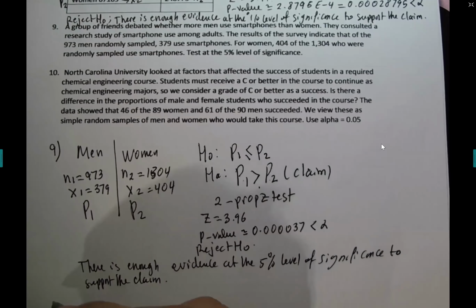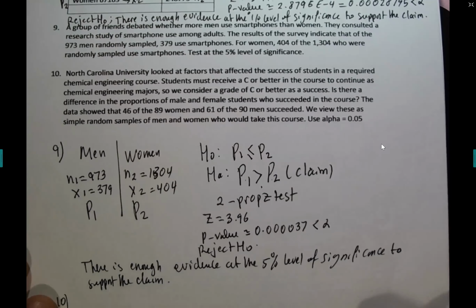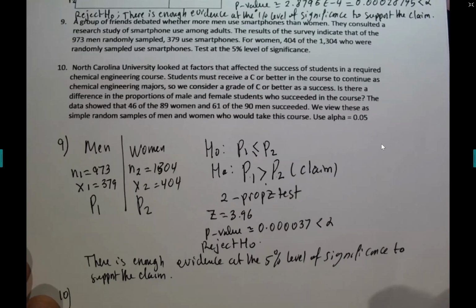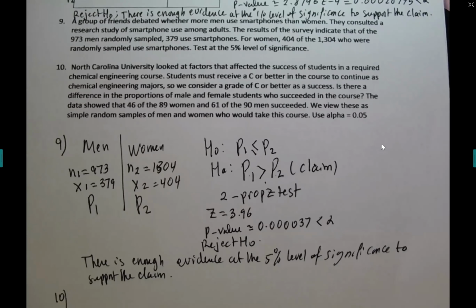And now the last one, which is number 10. And let's see what number 10 is about. North Carolina University looked at factors that affected the success of students in a required chemical engineering course. Students must receive a C or better in the course to continue as chemical engineering majors. So we consider a grade of C or better as a success. Is there a difference in the proportion of male and female students who succeeded in the course?